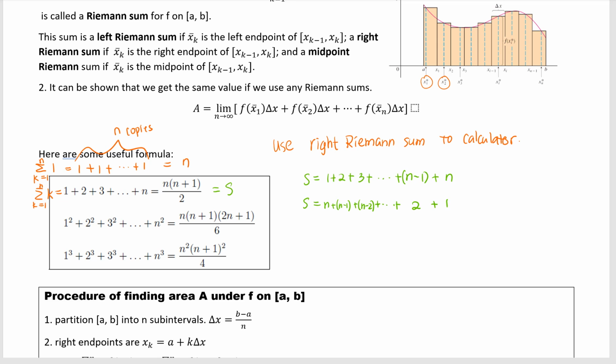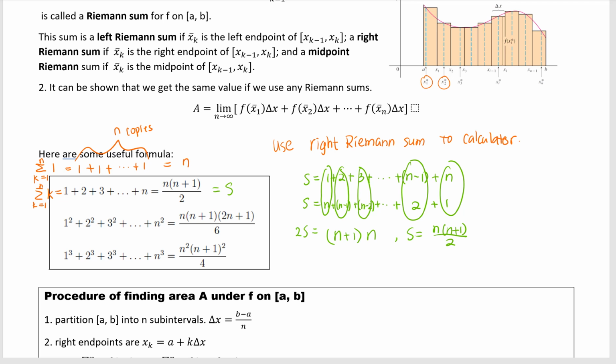So now let me add those together. Now you see what happened? n plus 1 is n plus 1. This one is also n plus 1. This one is also n plus 1. This one is also n plus 1. This is also n plus 1. So we have n plus 1. How many copies of those? n copies. So that's why S equals n times n plus 1 over 2. So that's why we come up with this formula.